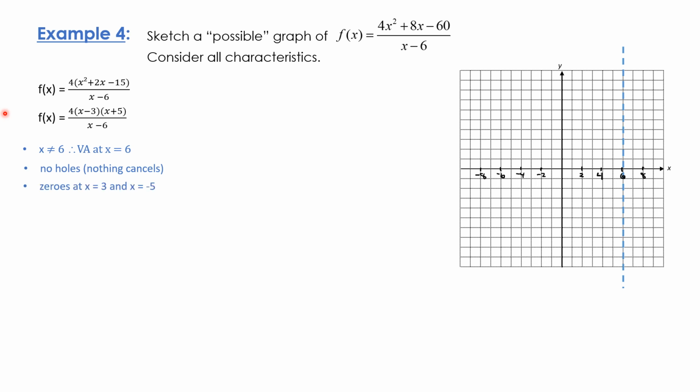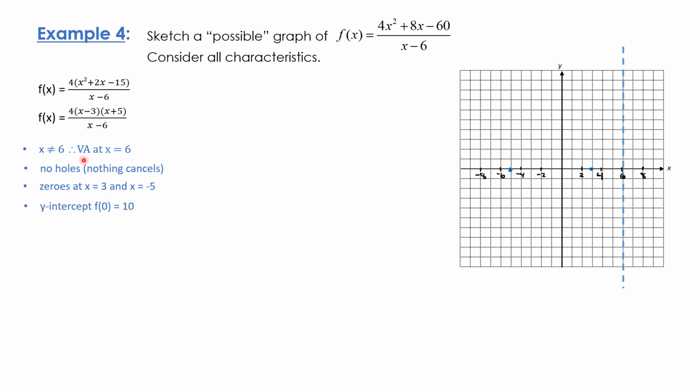What other characteristics have we got? The numerator gives us the zeros, remember? So we have a 0 from here at 3 and a 0 from here at -5. So we can put those on the graph. All right, so there's my x-intercepts.